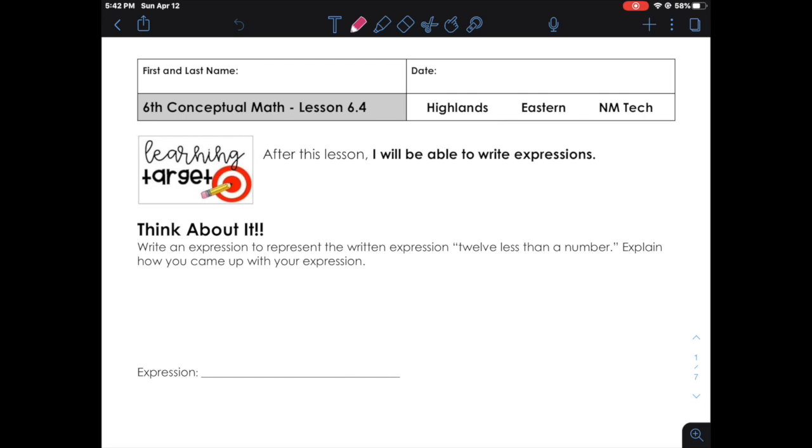So starting with your think about it. Write an expression to represent the written expression 12 less than a number. Explain how you came up with your expression. Go ahead and pause the video and see if you can figure it out, and then we'll come back together.